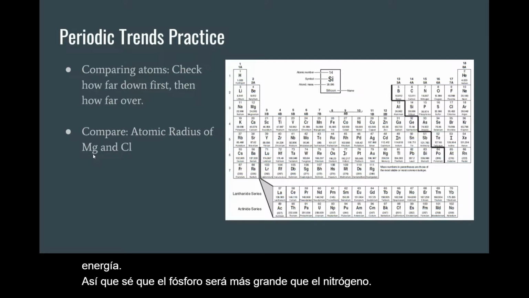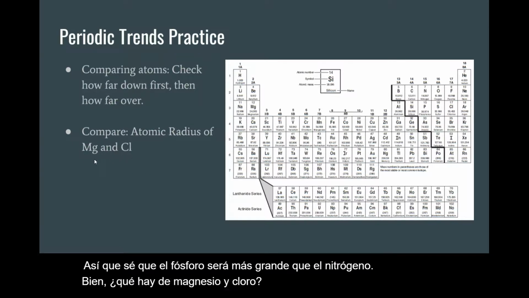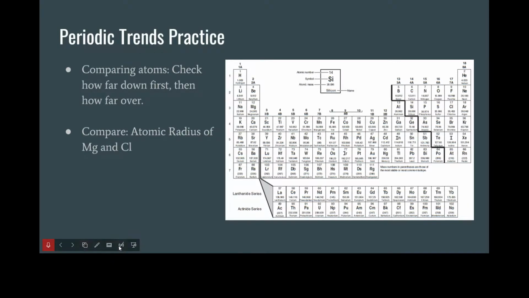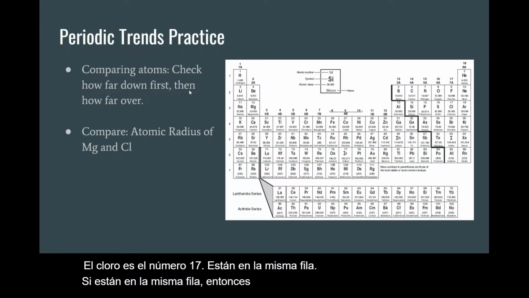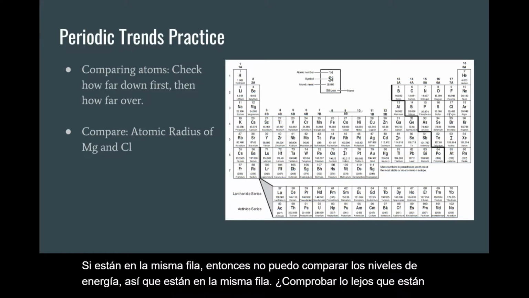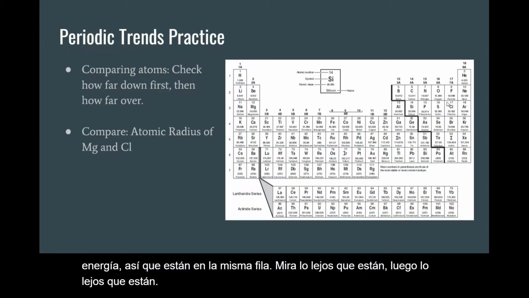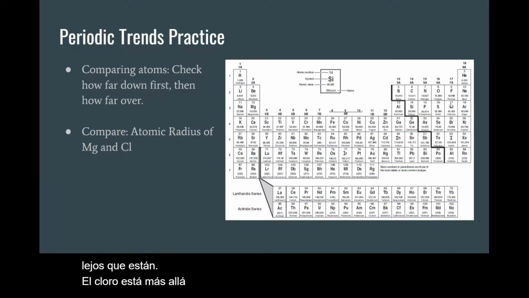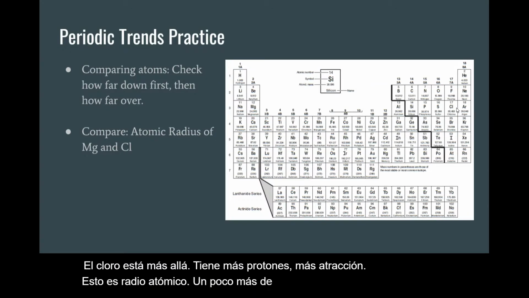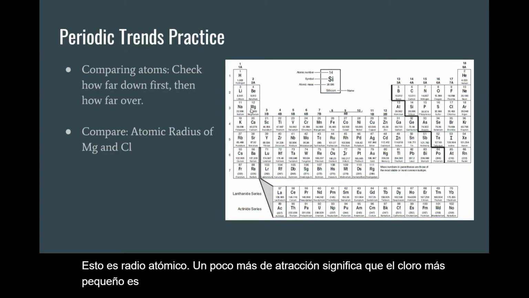Okay, what about magnesium and chlorine? Well, magnesium is number 12. Chlorine is number 17. They're on the same row. If they're on the same row, then I can't compare the energy levels. So they're on the same row. Check how far down they are. Then how far over. Chlorine is further over. It has more protons, more attraction. This is atomic radius, so more attraction means smaller. Chlorine is smaller than magnesium.